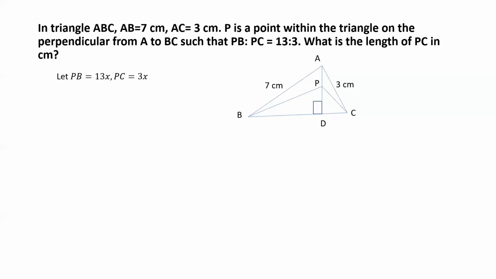We start with the triangle ABD. Because AD is a perpendicular from the vertex A to the base BC, triangle ABD is a right angle triangle as shown in the figure, and AB is the hypotenuse. So by Pythagoras theorem, we can write AB square is equal to BD square plus AD square.